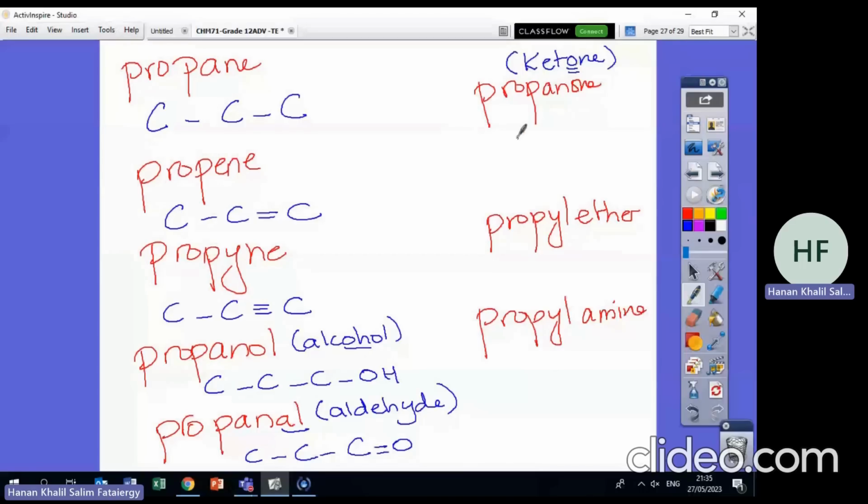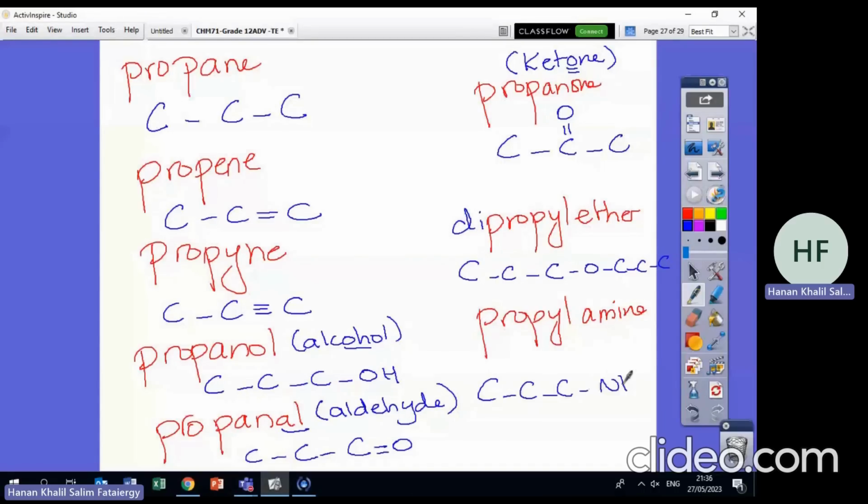هلا propyl ether 1 2 3 O 1 2 3. You can say dipropyl ether أو propyl ether. اوكي طيب هلا الامين propylamine 1 2 3 ونيتروجين NH2. اوكي طيب هلا خلينا نكمل الاتشز.